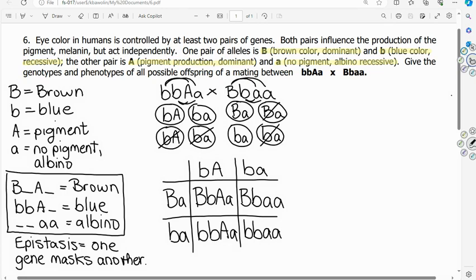Next, we can determine the phenotypes by looking at our legend. The first one here has a capital B and a capital A. So that phenotype would be brown. So there is one brown.